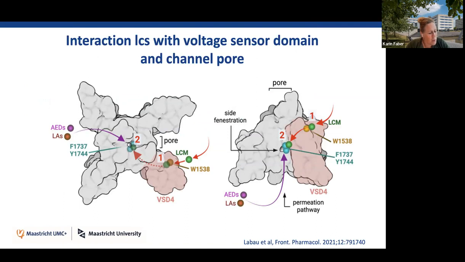The W1538 residue is necessary for the initial binding of lacosamide to the NaV1.7 channel, facilitating its access to the channel's pore at therapeutic concentrations, and differs from traditional anti-epileptic drugs. So this was also shown in a very nice study of Julie Labau and colleagues.